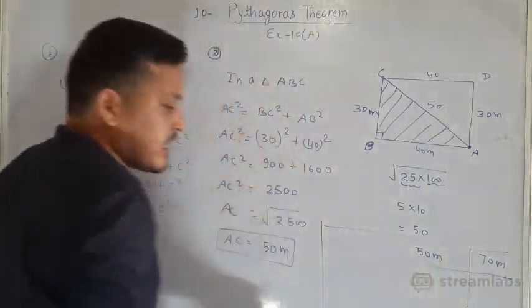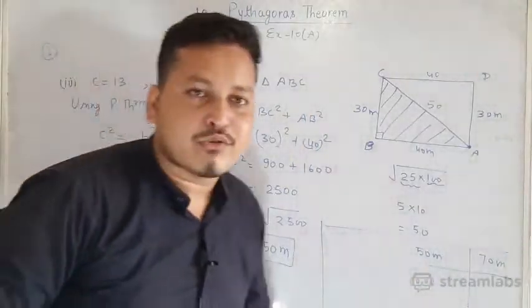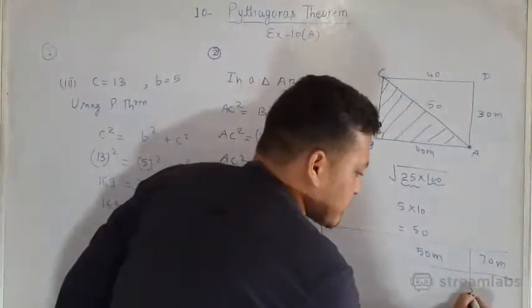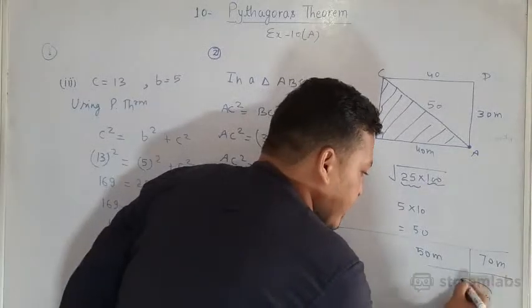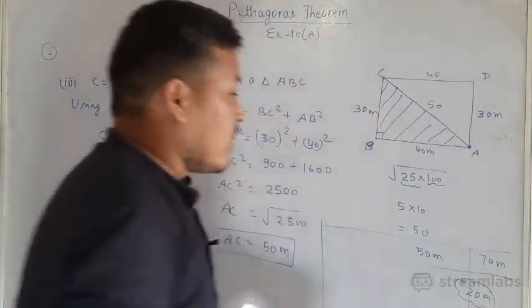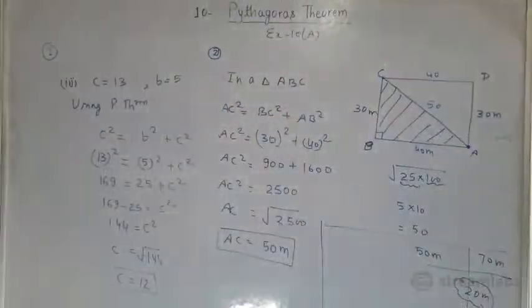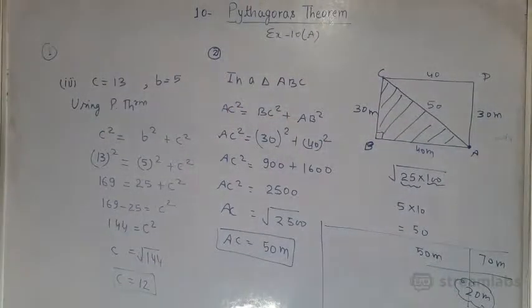So how much distance he saved here? कितनी distance उसने बचाई? 70 minus 50, 20 meter distance he saved when he goes through the diagonal. That is the answer of this question. Okay, you can just write the answer. What he has saved? 20 meter distance. Okay, very good students. 20 meter distance saved.